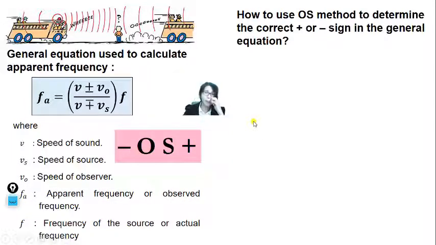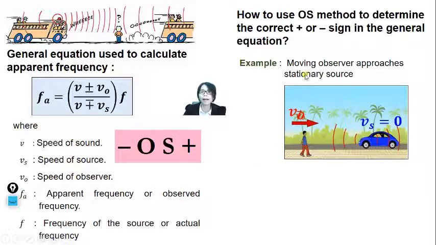Okay. So I'll show you once how we are going to get the correct equation for a specific situation from the general equation given. So for example, I have a moving observer approaching a stationary source. The source that emits the sound is stationary, and then I have a moving observer approaching this stationary source. So how am I going to get the correct plus or minus sign for the velocity or speed of the observer?